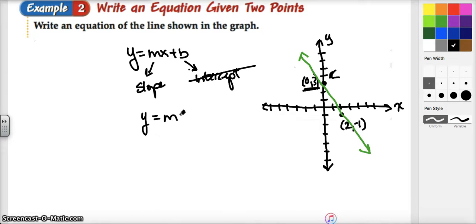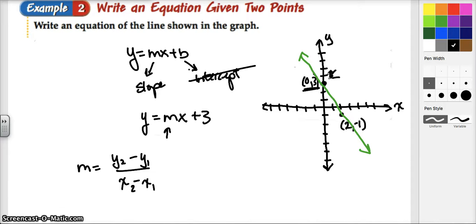I'm going to cross that out. I've got y equals mx plus 3 because the y-intercept is 3. But now I've got to figure out what the slope is, and I don't know how to do that. But wait, I do. Remember back in the day, I would say something like, hey kids, slope is the change in y over the change in x, right? So it is. It's still the change in y over the change in x. And given 2 points, I can do that.